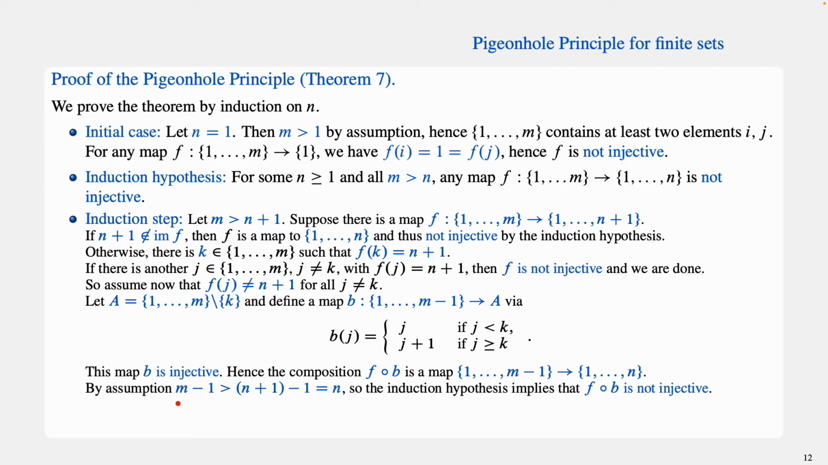Now, by assumption, m is strictly larger than n plus 1, so m minus 1 is strictly larger than n plus 1 minus 1, which is of course n. The induction hypothesis implies that f composed with b is not injective. We can apply the induction hypothesis because this maps to the numbers from 1 to n, and m minus 1 is strictly larger than n. So the induction hypothesis applies, and we can conclude that this is not injective.